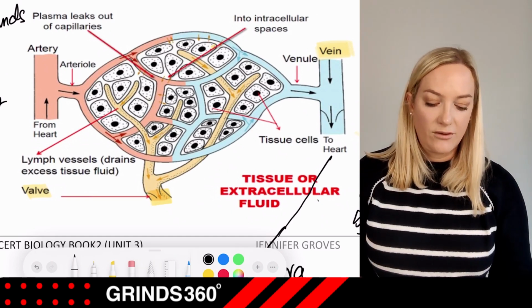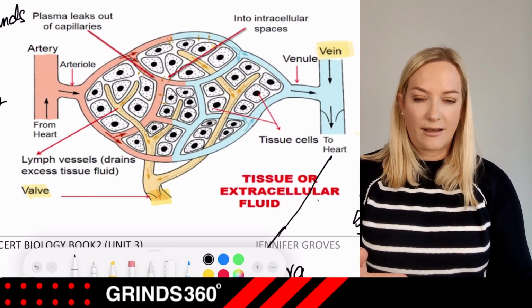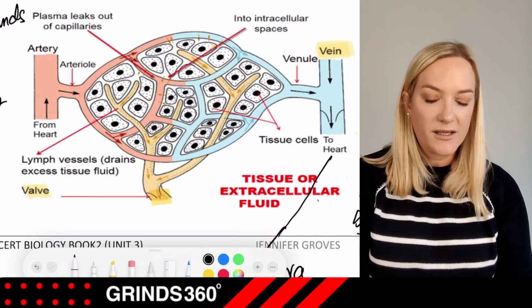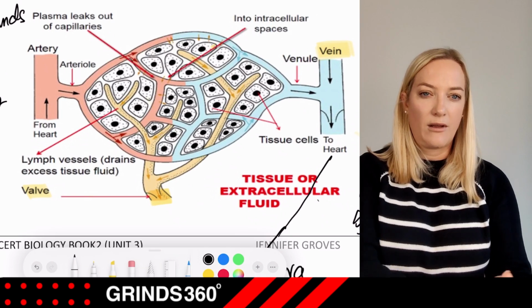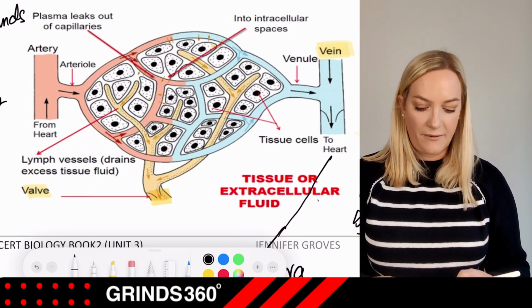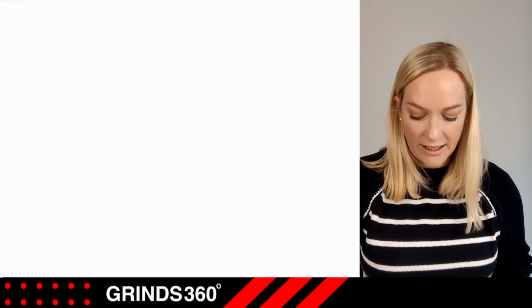But that CO2 and the urea that is formed will go back into the capillaries by the process of diffusion. The substances that do not get absorbed back into the capillaries by diffusion form lymph. Now, the substances that form lymph will end up coming in here.